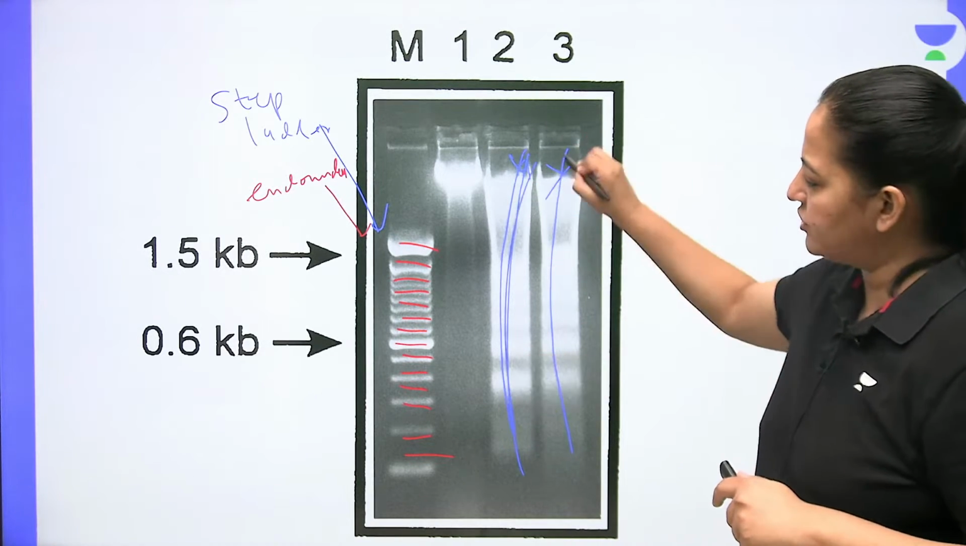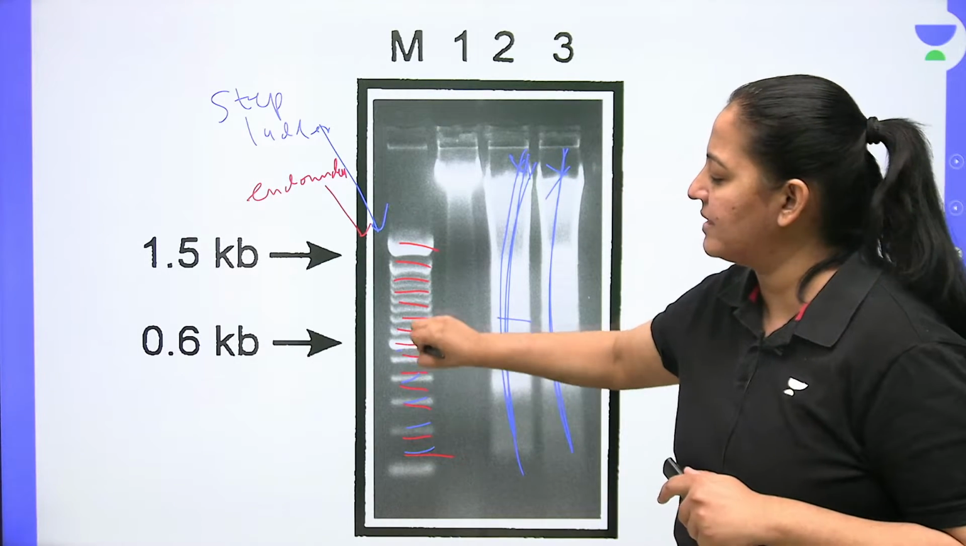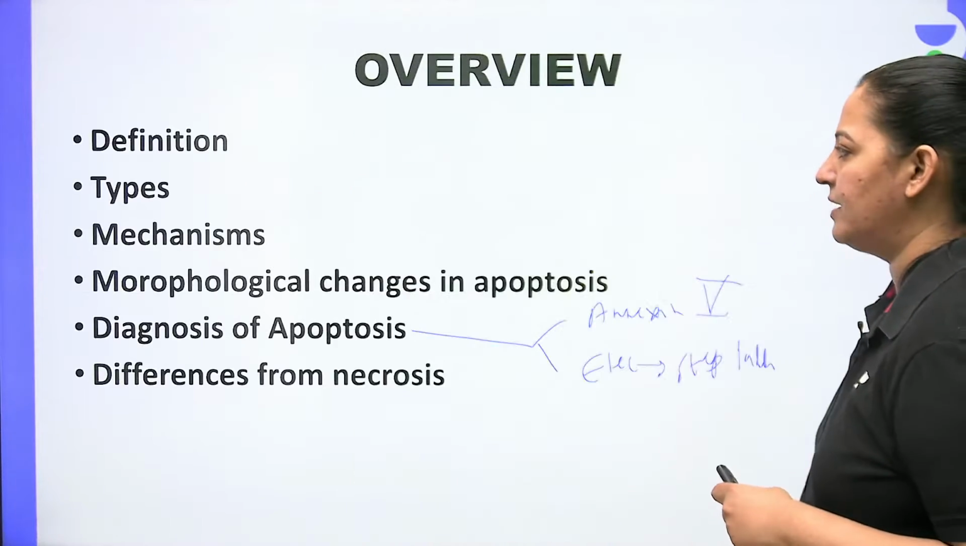So in normal, it is continuous, or there are a few fragments you can see, but in apoptosis, there are multiple fragments looking like a step ladder arrangement. Give me a thumbs up.